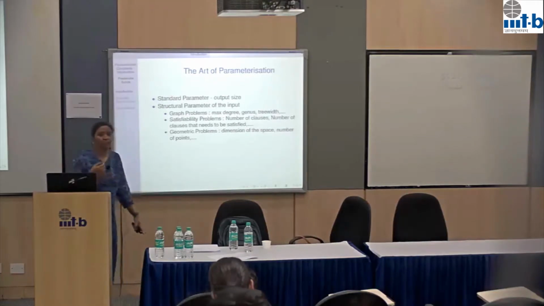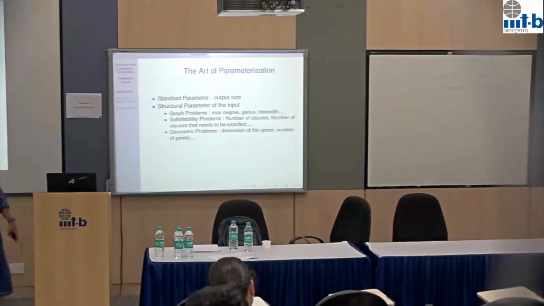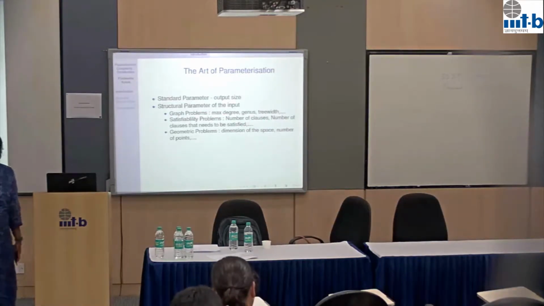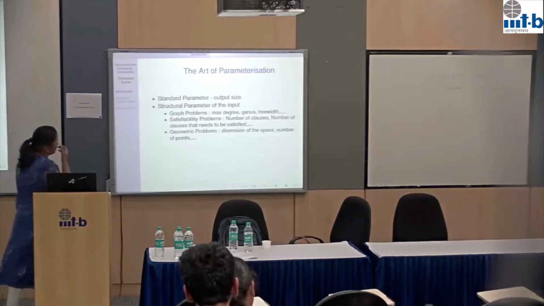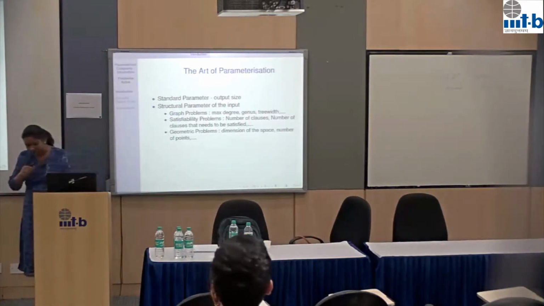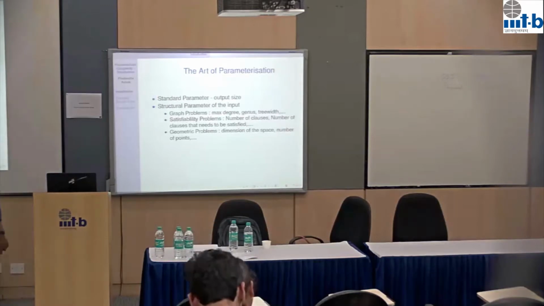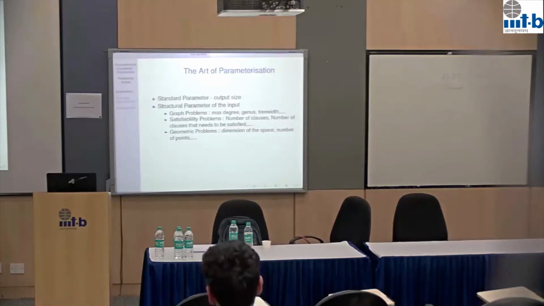For example, in a graph problem, the parameter can be any property of the graph, like max degree, when the maximum degree is small or the maximum degree is k, genus of the graph, tree width of the graph, the FES of the graph, the vertex cover of the graph. The rule of thumb is that there should be some application where this parameter is small for the graph or input.